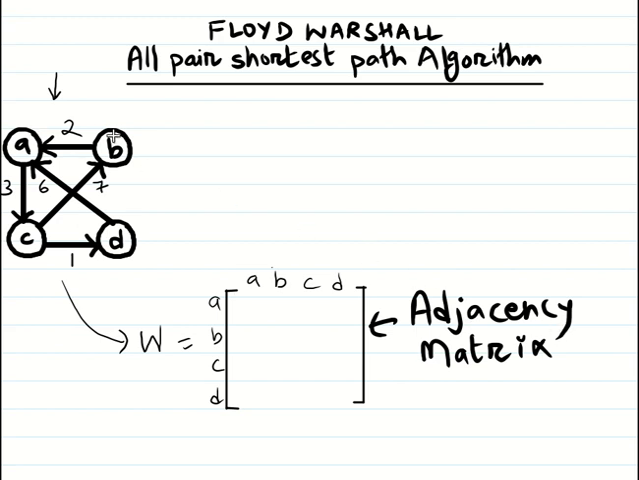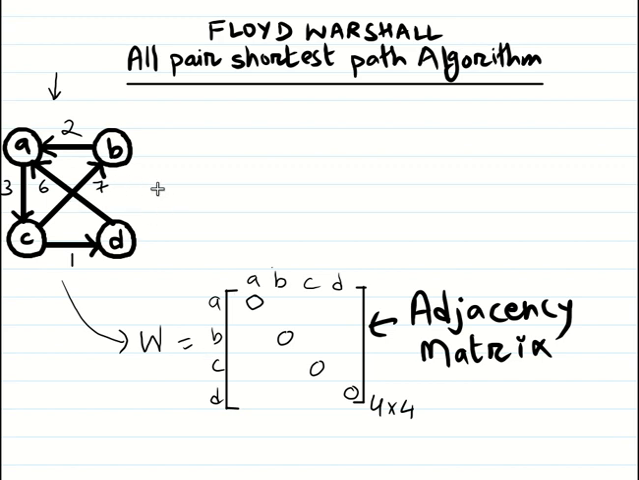So there are 4 vertices in this particular graph. So we'll create an adjacency matrix of dimension 4 cross 4. 4 rows and 4 columns. Now let us try to fill up this matrix. If you can see here, there is no self loop on A. Similarly, no self loop on B. So A to A, the distance is 0 or the cost is 0. B to B, the cost is 0. C to C, the cost is 0. D to D, the cost is 0.